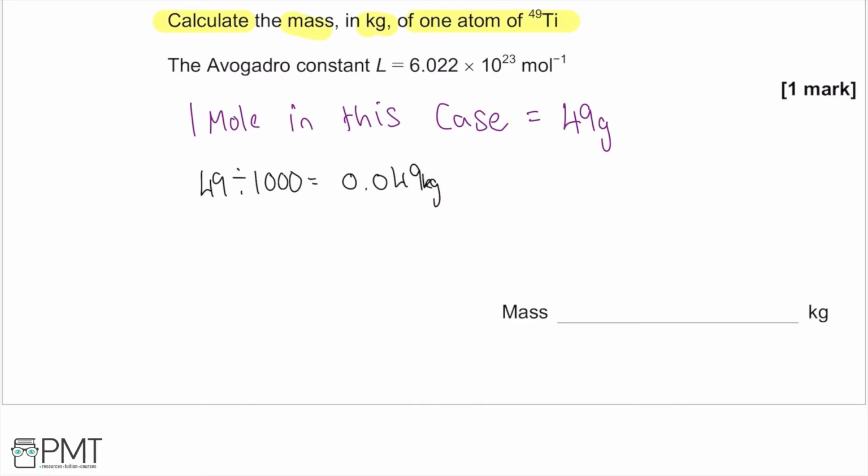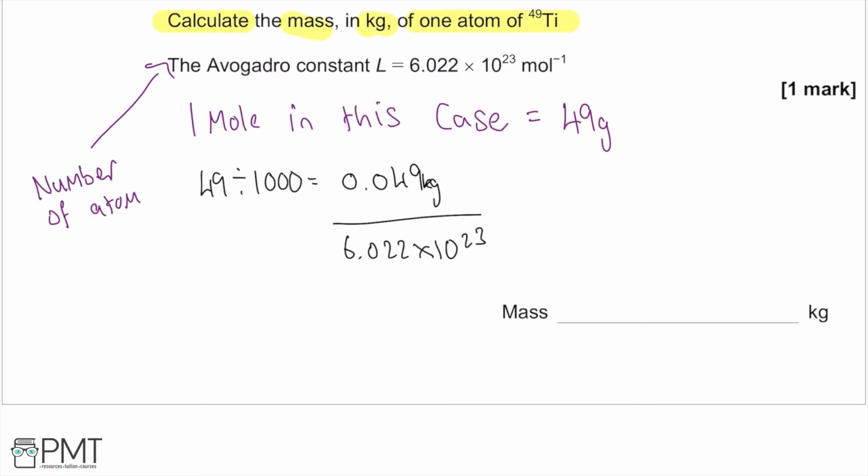Now, if we use the Avogadro's constant with a value of 6.022 times 10 to the 23, and divide this by our value, we will get the mass of 1 atom, as the Avogadro's constant tells us the number of atoms in a mole, and thus this will give us a value of 8.137 times 10 to the minus 26.